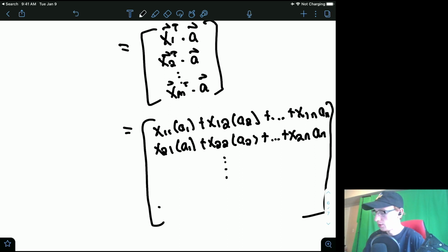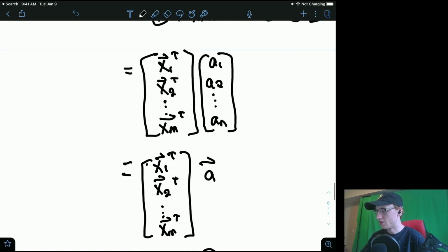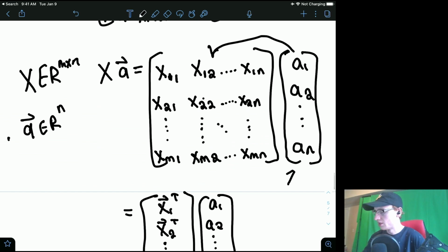We do that all the way down until we have m rows, so xm,1 times a1 plus xm,2 times a2 plus dot dot dot plus xm,n times an. And again, there should be brackets around this an. It just means multiplication with that particular unit, so I'll try to put that in there. Basically, again, no matter how you want to say it, you take the vector on the right, and then you dot product it with each individual row.